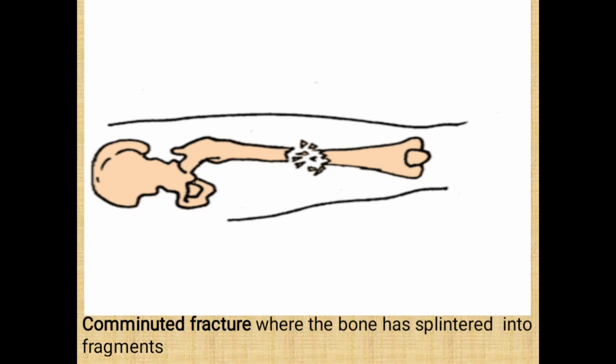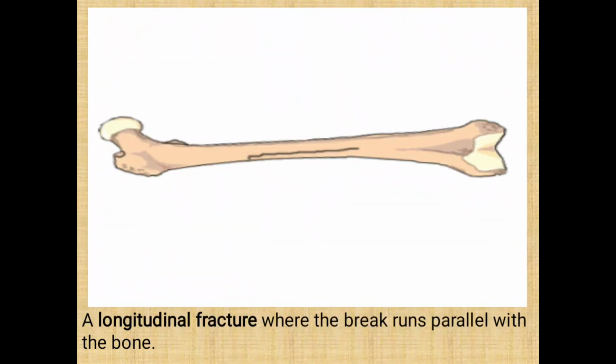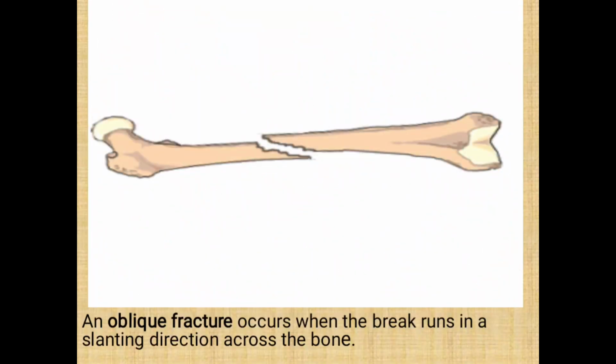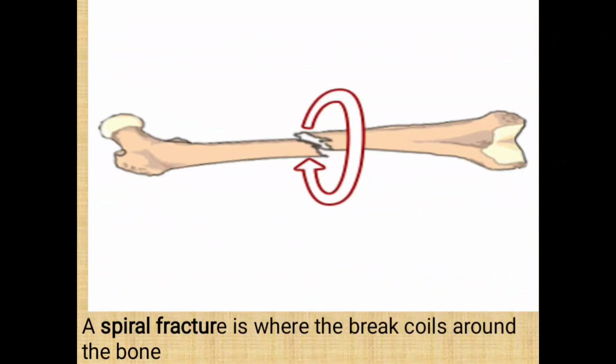Comminuted is where the bone is splintered into fragments. You can see. Longitudinal fracture is where the break runs parallel to the bone. You can see the longitudinal fracture. Transverse, it runs across. Oblique, you can see it goes slanting. Then spiral, in a coil.